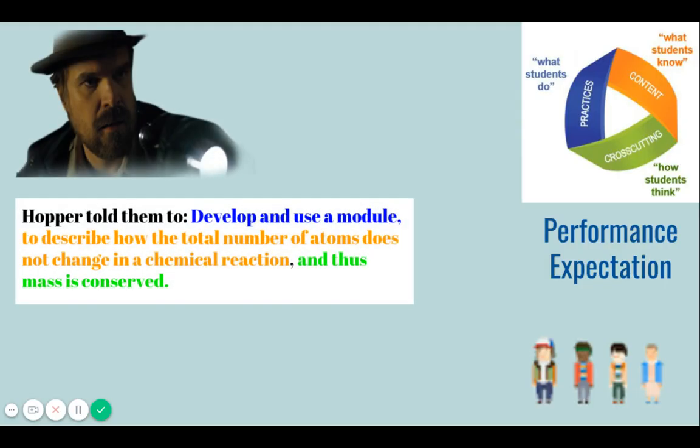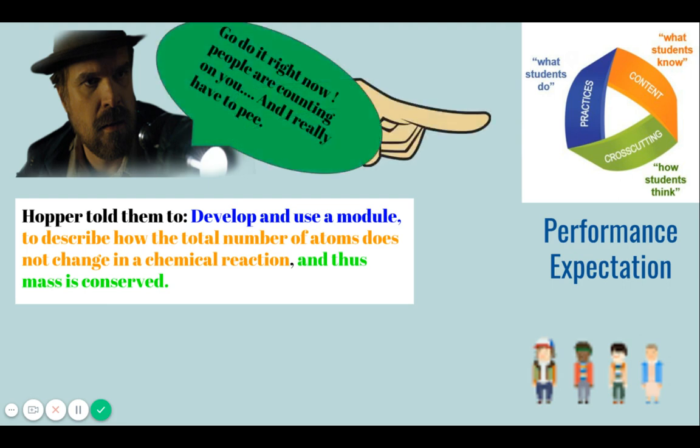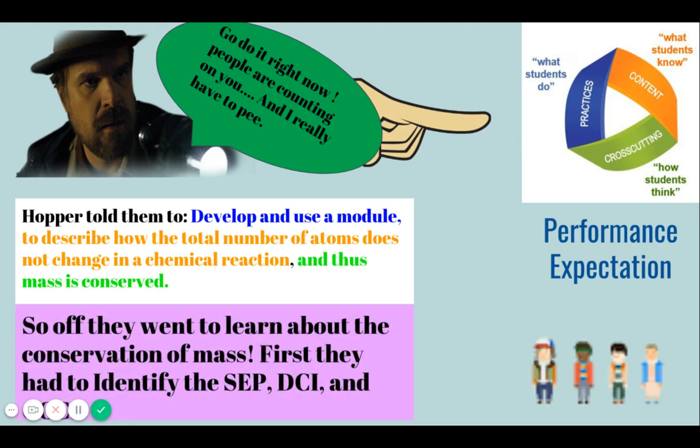Hopper told them to develop and use a model to describe how the total number of atoms does not change in a chemical reaction, and thus mass is conserved. Go do it right now. People are counting on you, and I really have to pee. So off they went to learn about the conservation of mass.